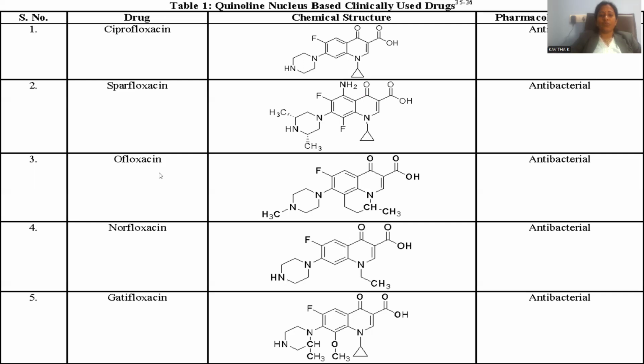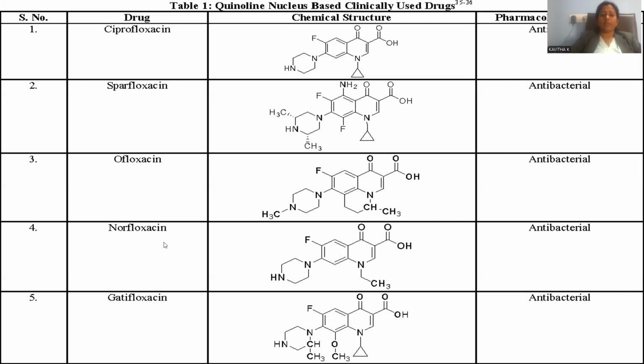Ofloxacin is also a well-known antibiotic, the most familiar antibiotic used in day-to-day life, and again it is composed of quinoline with a carboxylic acid at position 3 and a ketone at position number 4, fluoro functionality at the 6th position, and the 7th position has a heterocyclic ring system, and the 8th position is given an alkyl chain. So this again possesses antibacterial activity.